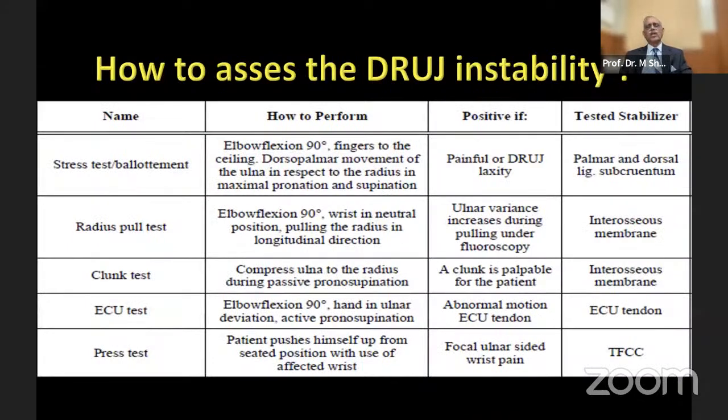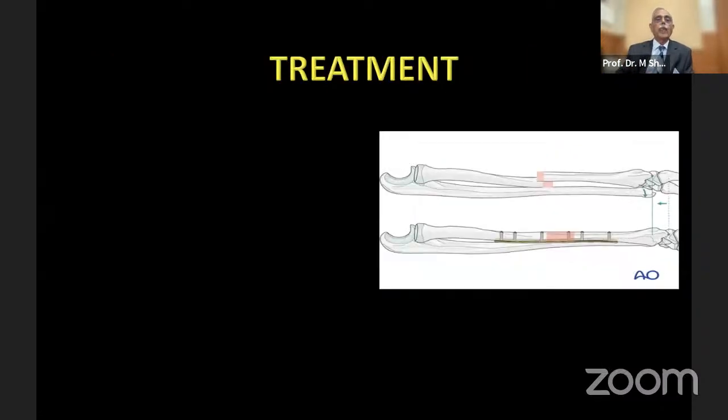How to assess the distal radioulnar joint? Various tests have been described. Because the postgraduates are also there, I just put this slide. The stress test, which is a ballottement test, and the radius pull test have to be taken into consideration. And the tongue test, compressing the ulna to the radius during passive pronation and supination. And the ECU test: elbow flexion 90 degrees, hand in ulnar deviation, active pronation and supination. And the press test, where the patient pushes himself up from a seated position with the use of the affected wrist.